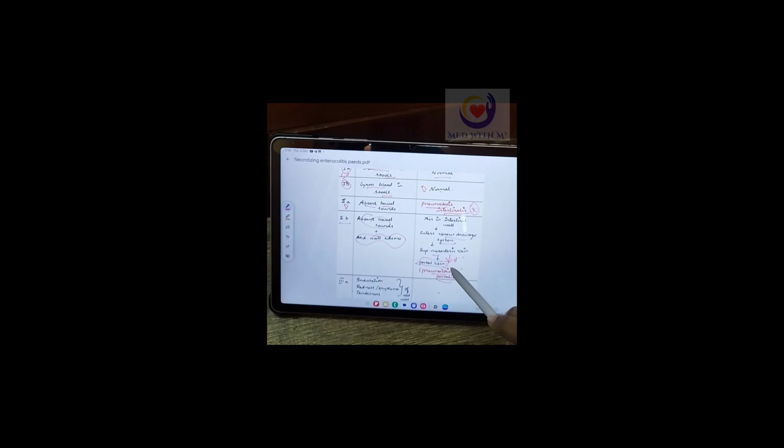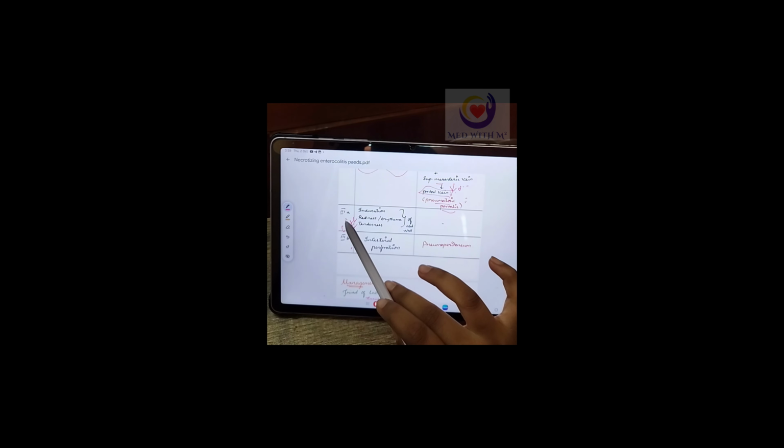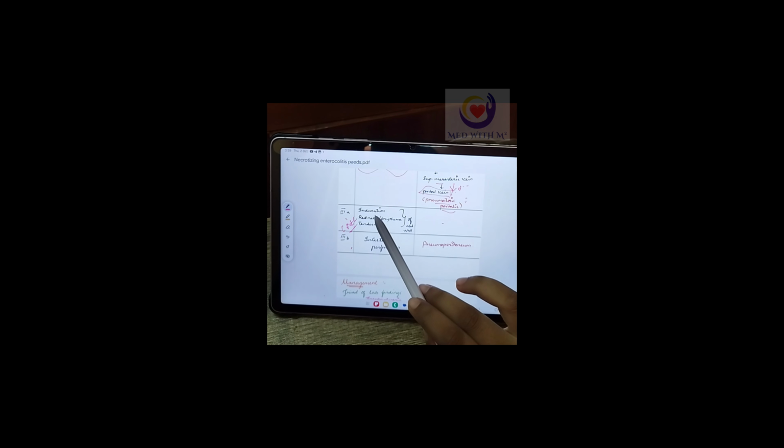Stage 3 is divided into 3A and 3B. In 3A, the features we find are induration, redness or erythema, and tenderness of the abdominal wall. In 3B, intestinal perforation is a feature, and the radiological imaging will be pneumoperitoneum. It is very important. Now we can see the management of NEC.